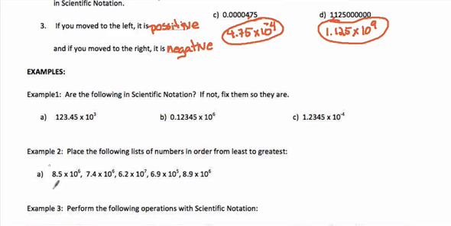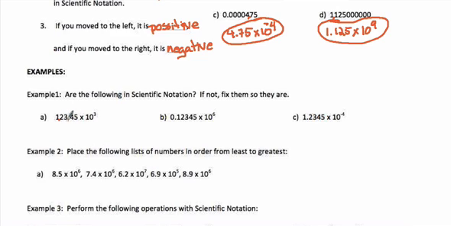Okay, so we have a few different types of examples here. Are the following in scientific notation? If not, fix them so they are. So just at first glance, you might go, oh, well, there's a number times 10 to a power, so yeah, it's in scientific notation. But the problem with these is that you actually need the decimal point to make this number between 1 and 10. Okay, it can be 1, but it has to be less than 10. So I actually want my decimal point right there.